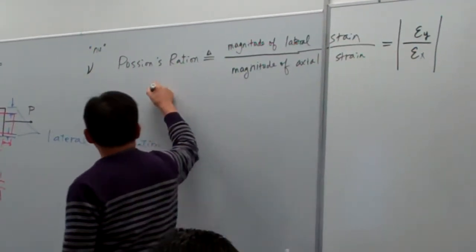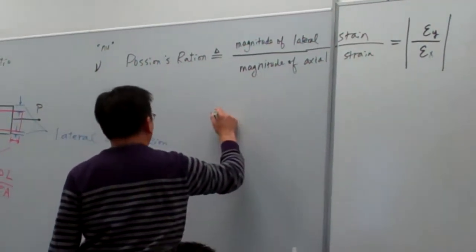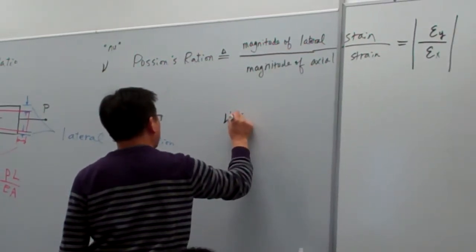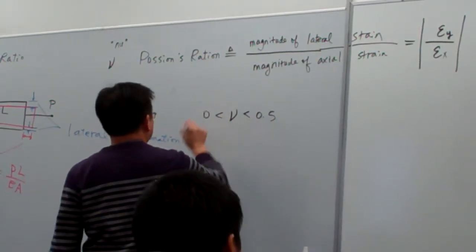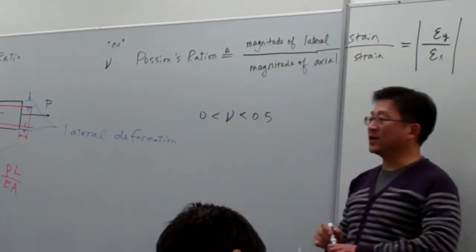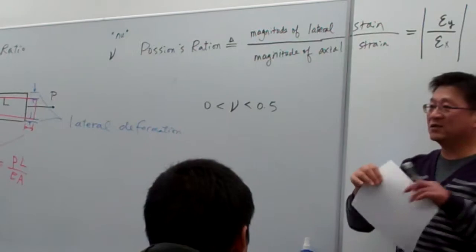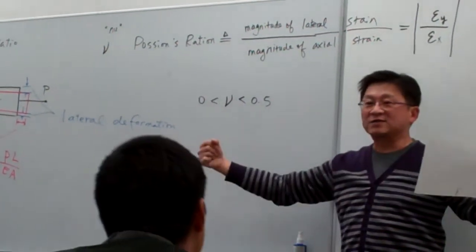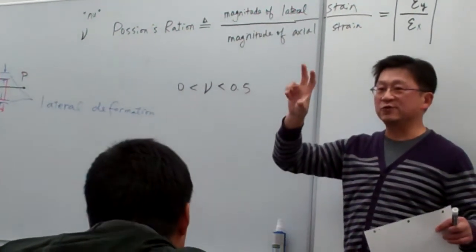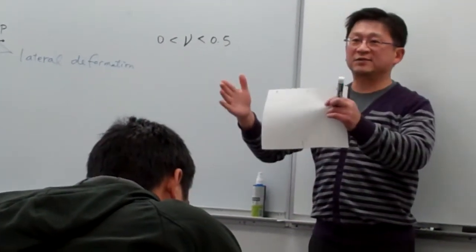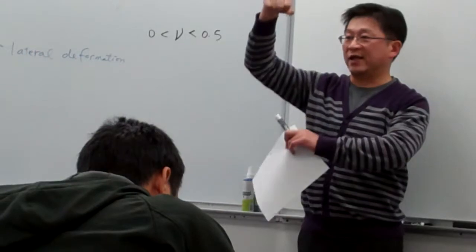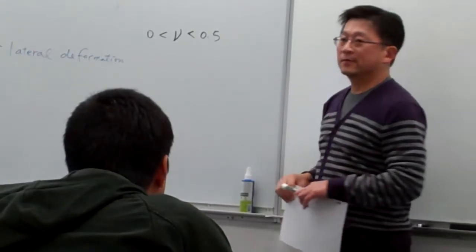For all natural materials, the Poisson ratio is less than 0.5 and greater than 0. That means once we stretch an elastic material, we always expect the lateral direction to be shortened. On the other hand, if we compress, the lateral direction will expand. Okay.